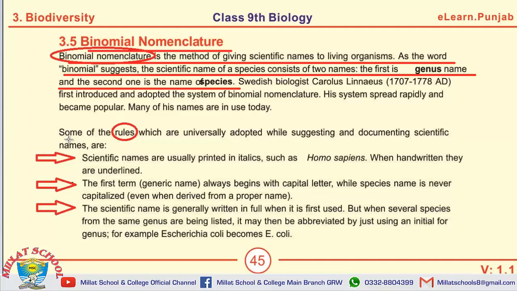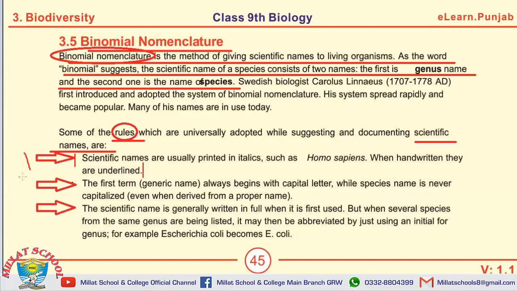The other question which may be asked from this page is about the rules of giving scientific names, or the rules about binomial nomenclature. There are 3 rules. The first one: scientific names are usually printed in italics, such as Homo sapiens. When handwritten, they are underlined.